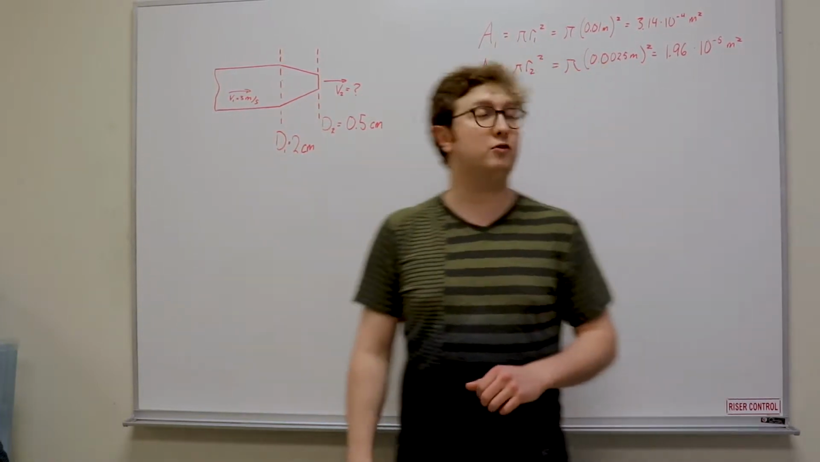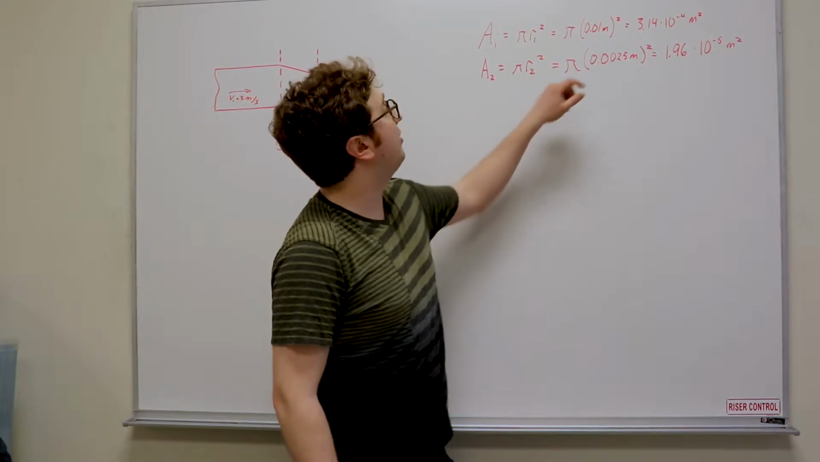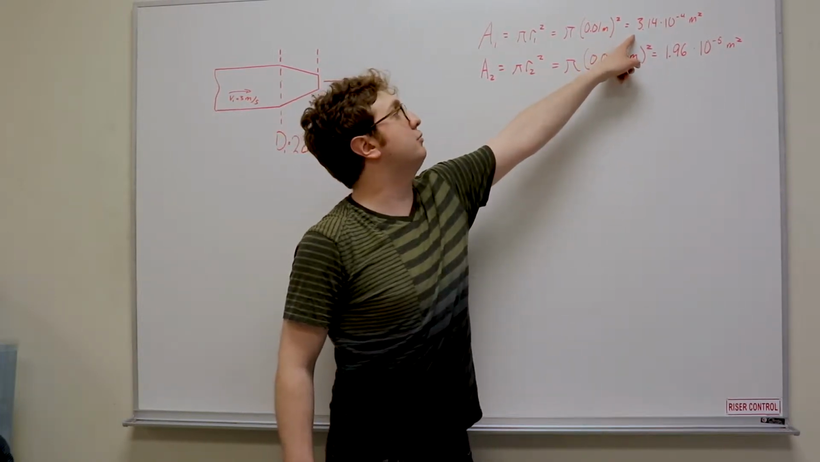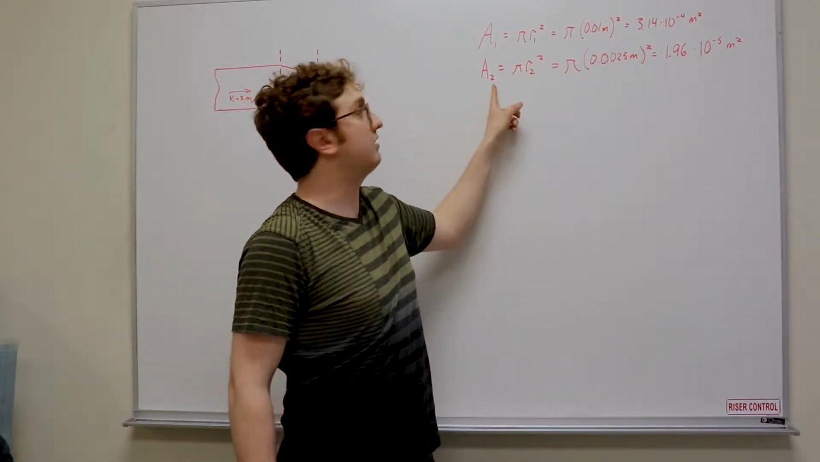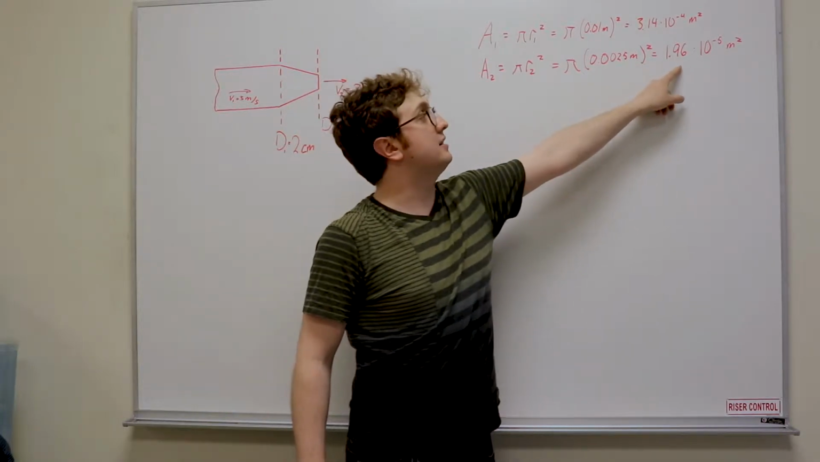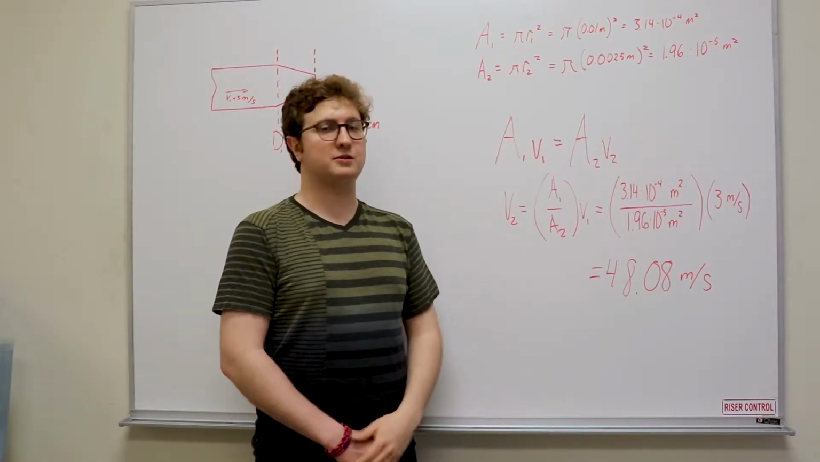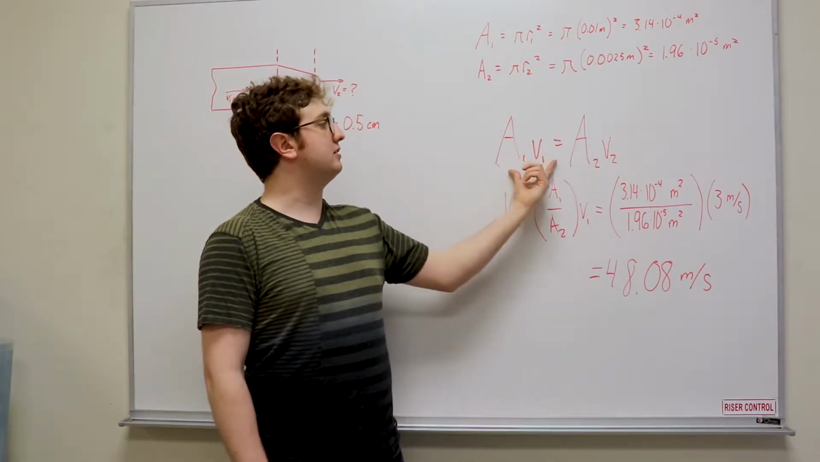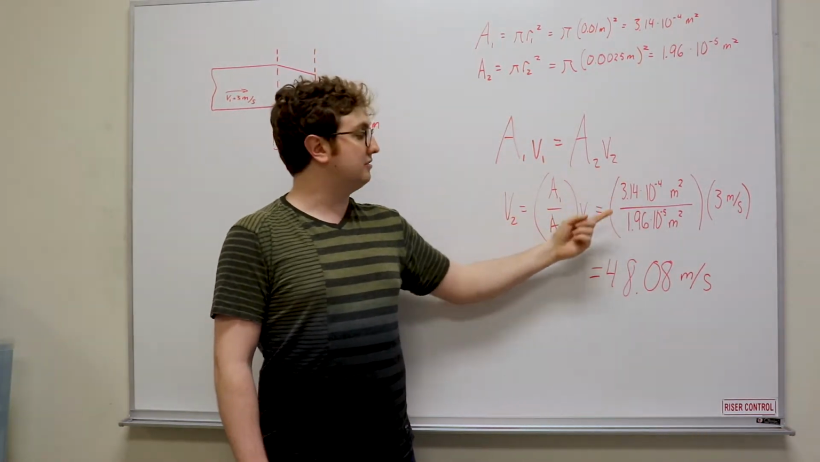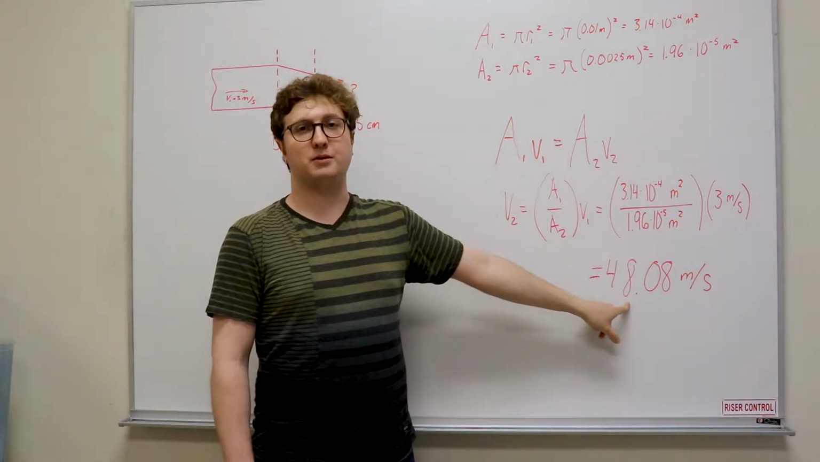The first step is to find the cross-sectional area at the entrance and exit of the nozzle. Using the formula for the area of a circle, we find A1 to be 3.14 times 10 to the negative 4th meters squared, and A2, the exit area, to be 1.96 times 10 to the negative 5th meters squared. Lastly, we use the continuity equation, which relates the entrance area and velocity to the exit area and velocity. Solving gives 48.08 meters per second.